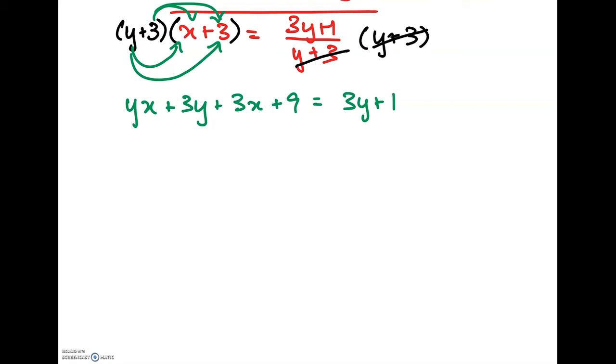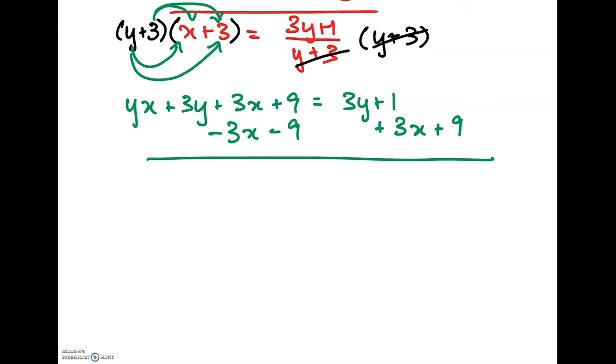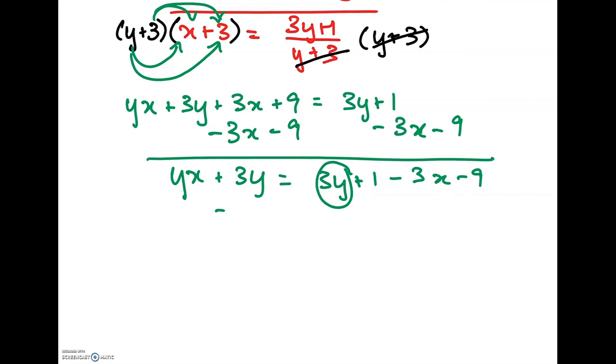So to get rid of that, you're just going to want to do minus 3x and minus 9. So you get rid of it on the left-hand side, but we're going to subtract 3x and 9 on the right-hand side, because we're doing that on the left-hand side. We're going to want to do the same thing on the right, subtract. So we're going to get yx plus 3y here, and we're going to get 3y plus 1 minus 3x minus 9.